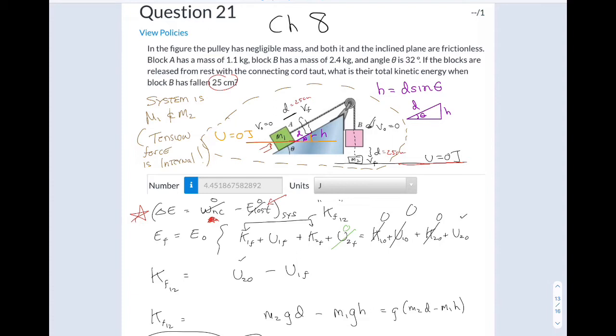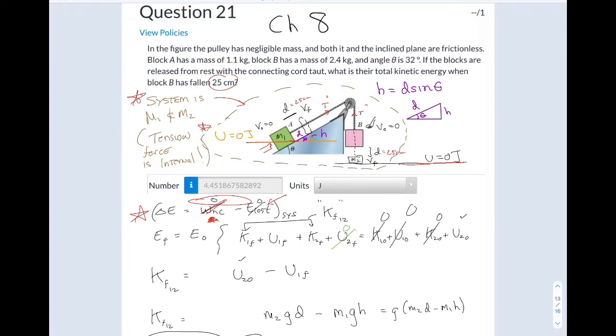Okay, normal force does no work, but you have the tension. Okay, so the tension is a non-conservative force. But if I choose this dotted line as my system, both masses, then that tension force is internal to my system. So it's not an external force that does work. So there are no external non-conservative forces that do work. So this whole term is 0. So energy is conserved.